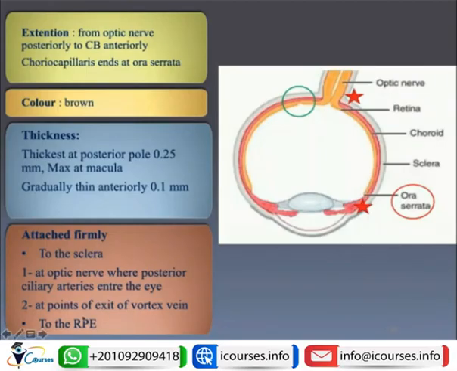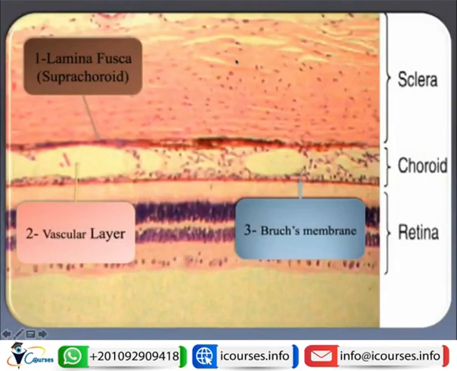Also, it is firmly adherent to the retinal pigment epithelium. This is another important fact. So let's have a clear idea about the structure of the choroid. What are the layers of the choroid?